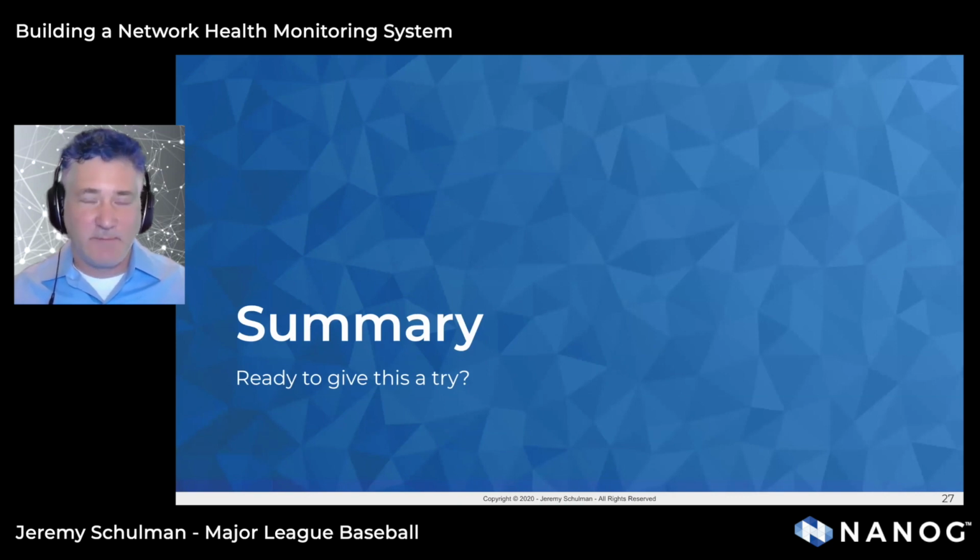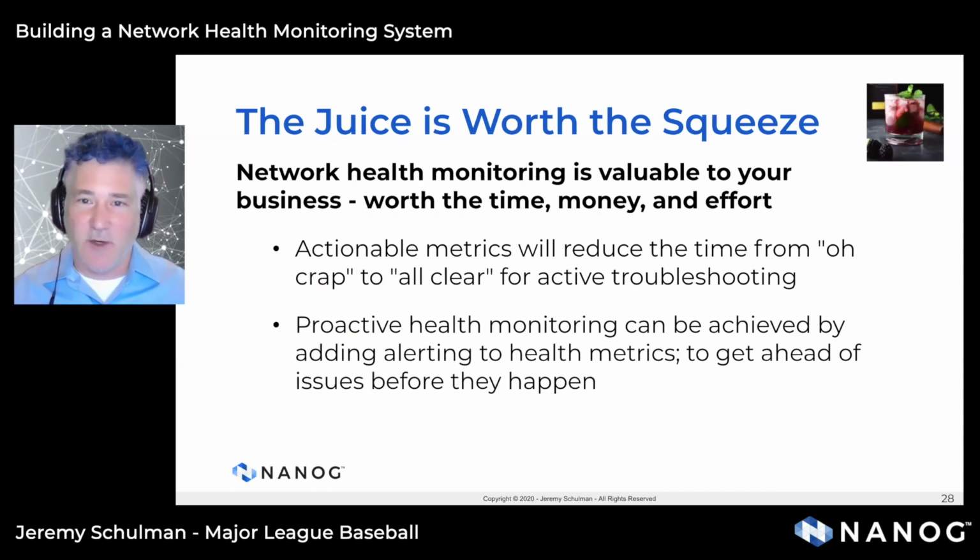So, does this sound like something you want to try out? It's important to understand when you're looking at the effort you put into network automation. What is important to you? What is important to your business? I always ask the question, is the juice worth the squeeze? Meaning, if you have to put a lot of effort into something, is it worth it to your business?